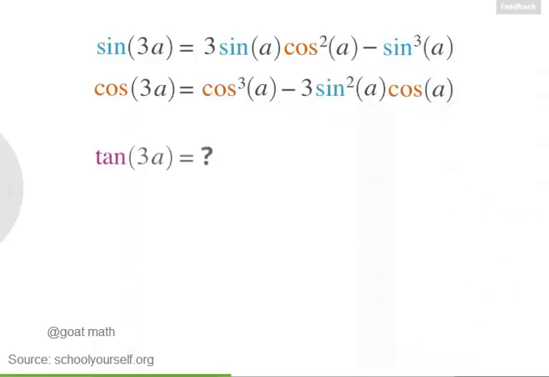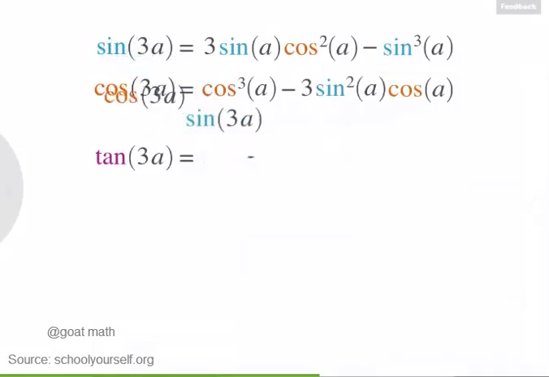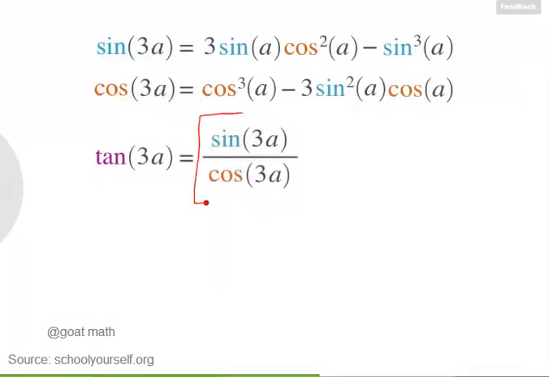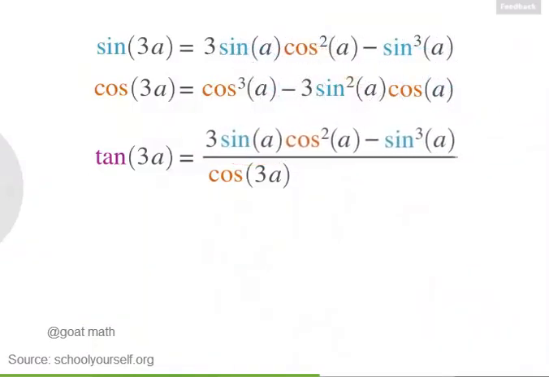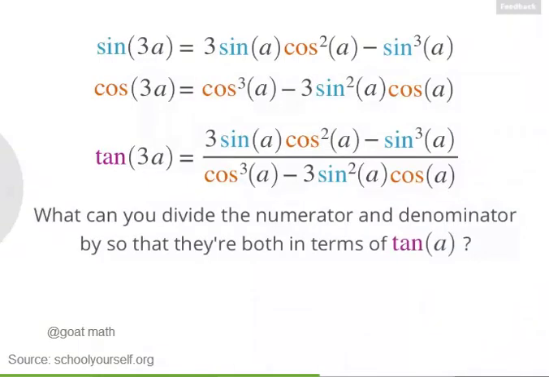So that leaves us with finding the tangent of 3A. Do you want to figure out this identity, or should we just skip ahead to the answer? Okay, let's do this. Tangent equals sine over cosine, so the tangent of 3A equals the sine of 3A over the cosine of 3A. The sine of 3A equals this expression, and the cosine of 3A equals this expression. We could stop here, but for the triple angle identity for tangent, you'll usually see the numerator and denominator both written in terms of the tangent function. So what can you divide the numerator and denominator by so that they're both in terms of the tangent function?